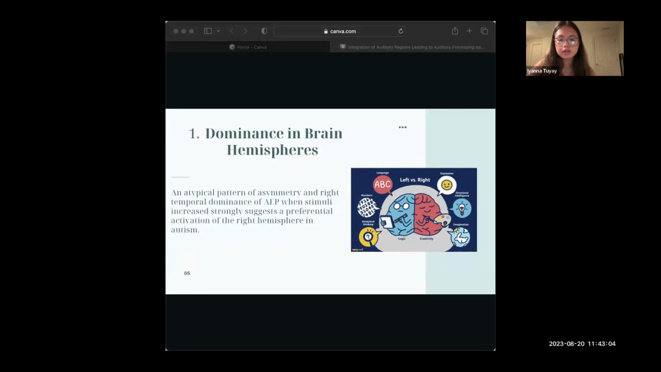And their study concluded that the front central Y-DNA waves in children with autism actually didn't differ from their control group, and the Y-DNA amplitude was found only in the right temporal site in children with autism, with a lack of variation in the left side, and an atypical pattern of asymmetry and right temporal dominance of AEP, auditory evoked potentials, when stimuli increased, strongly suggests a preferential activation of the right hemisphere in the brain in autism.